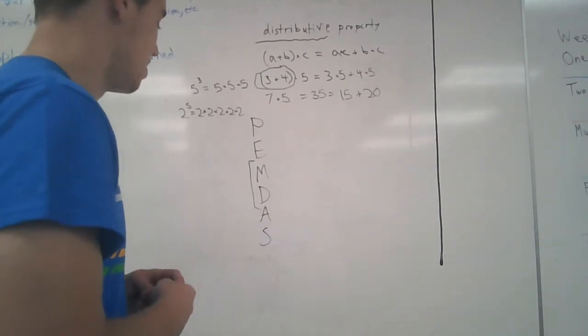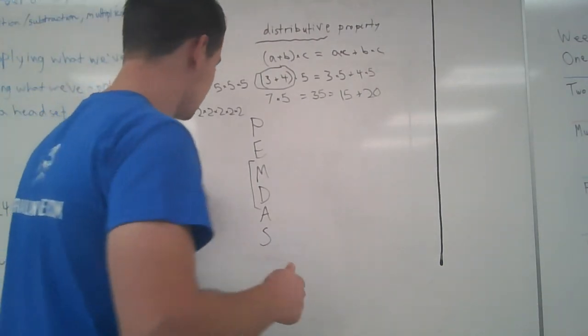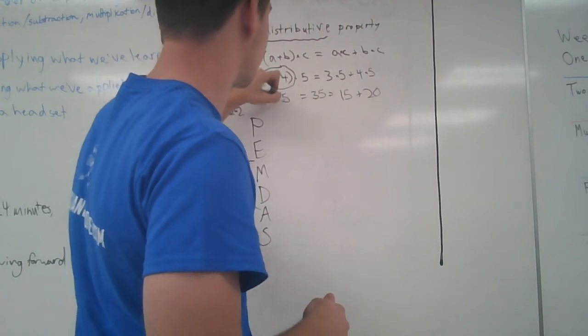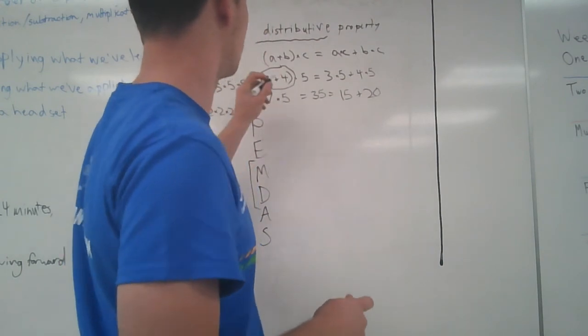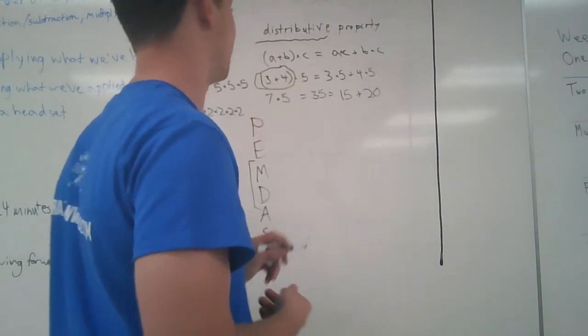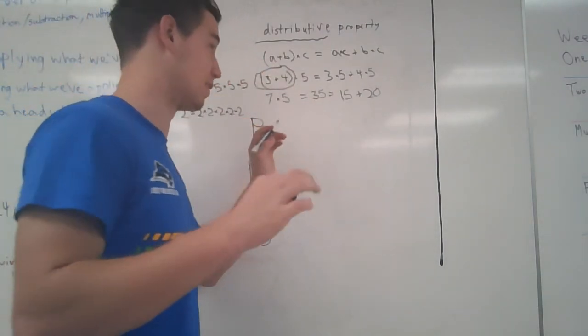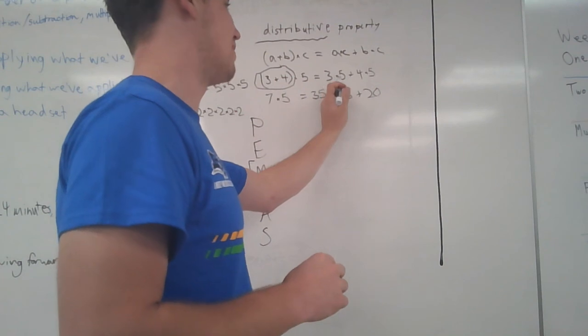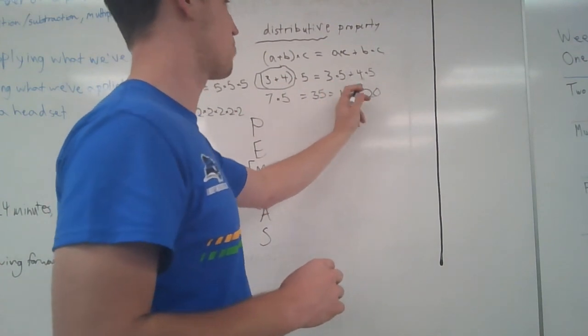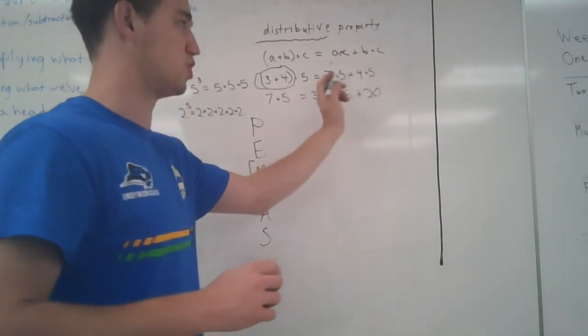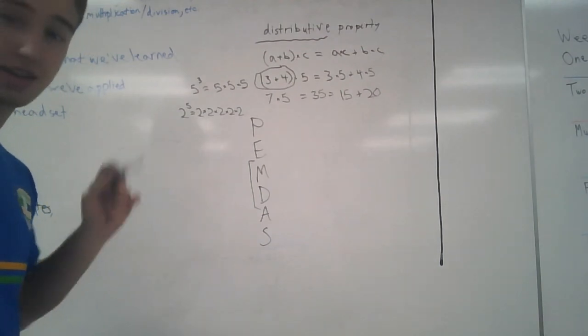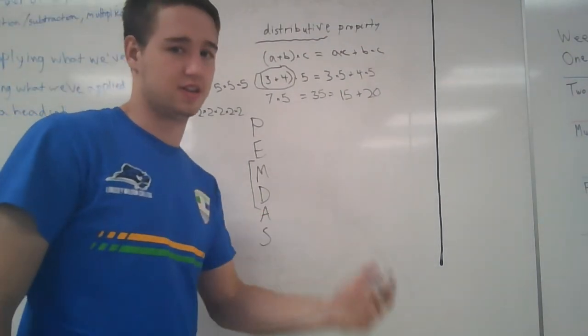But from there we get the 3 times 5 happens before you add the 4, and the 4 times 5 happens before you add the terms together. That was a little bit of a mouthful. Sorry that I tripped over my words.